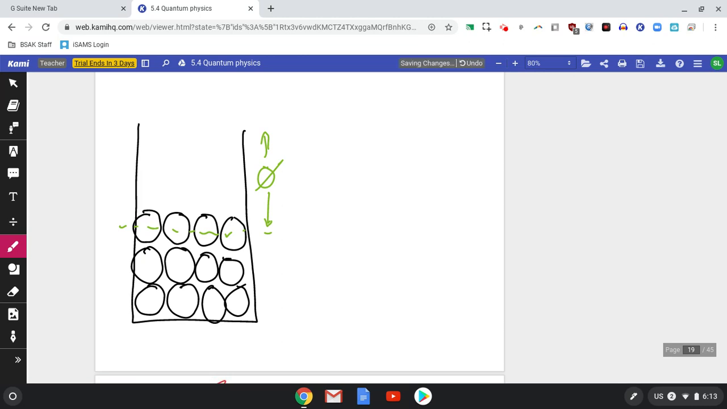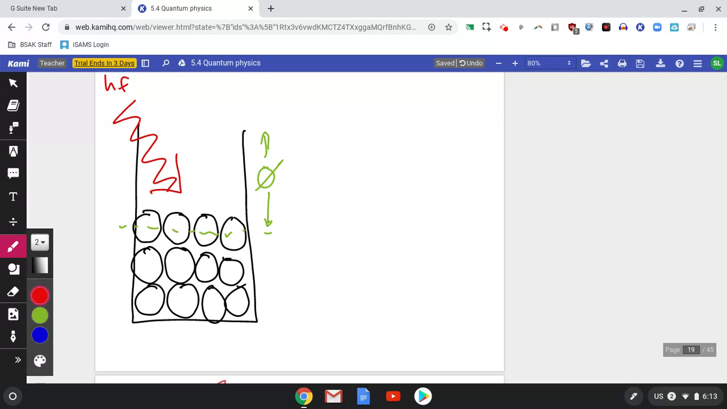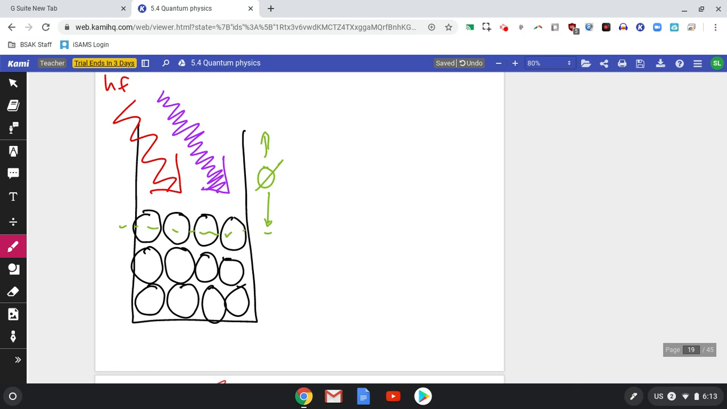Okay, now if we have visible light coming in, let's say, there you go, red, a visible photon is not going to have enough energy to overcome the work function. In this case, hf is less than phi. However, we saw with zinc that it is UV. Because UV has a higher frequency, there's enough energy in each photon to overcome the work function.